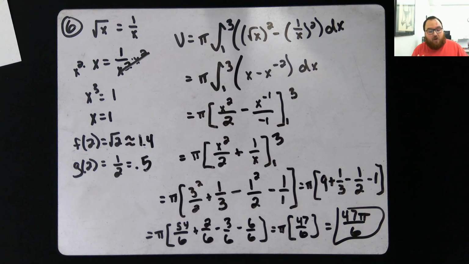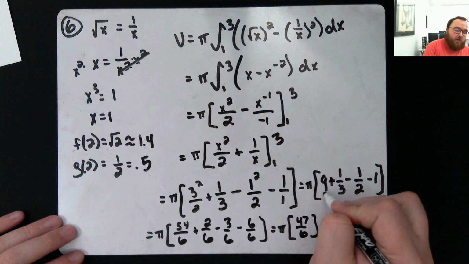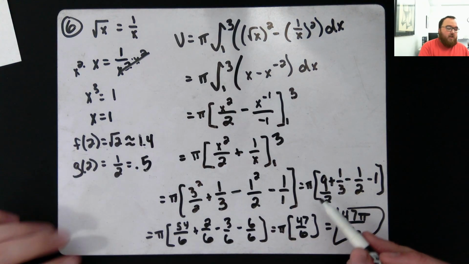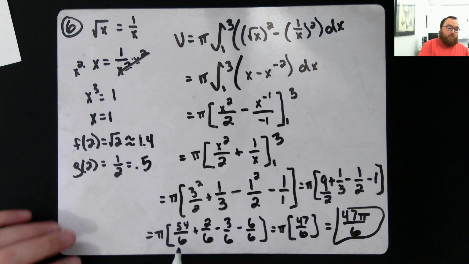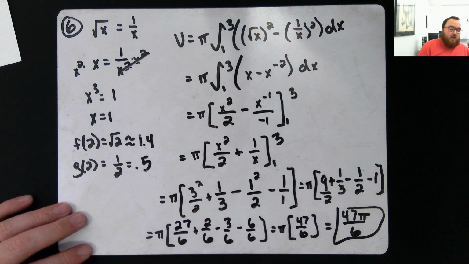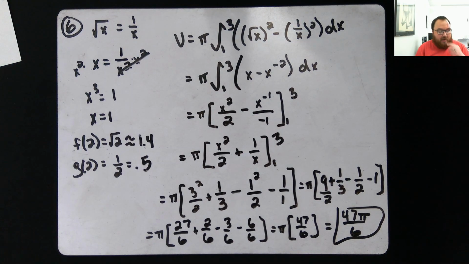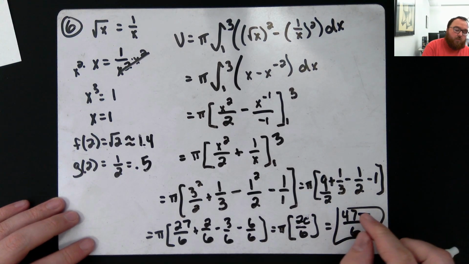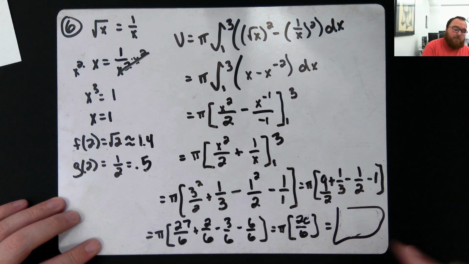As I was saying all that, I realized I forgot the over 2 right here, because it was 3 squared over 2, so it should have over 2, which would have meant I had to multiply this by 3, which would make this 27. 27 plus 2 is 29, minus 3 is 26, minus 6 is 20. 20 over 6 reduces to 10 over 3, so this should be 10 pi over 3.